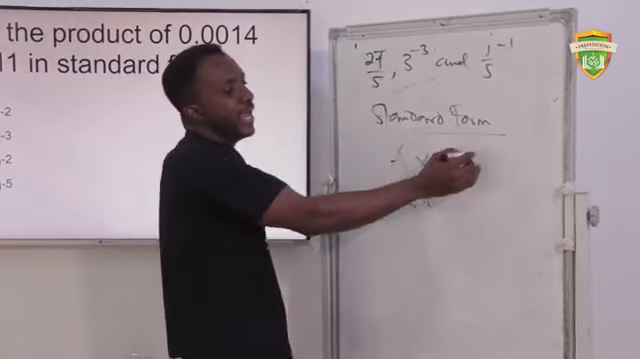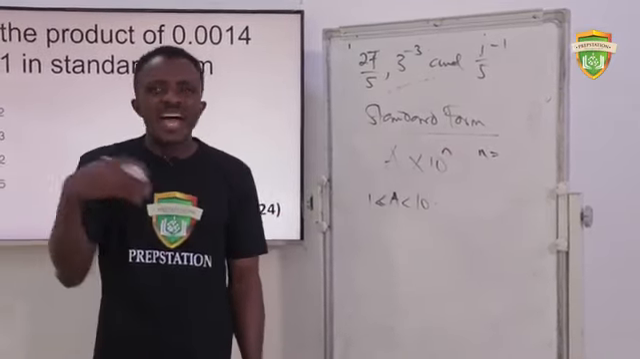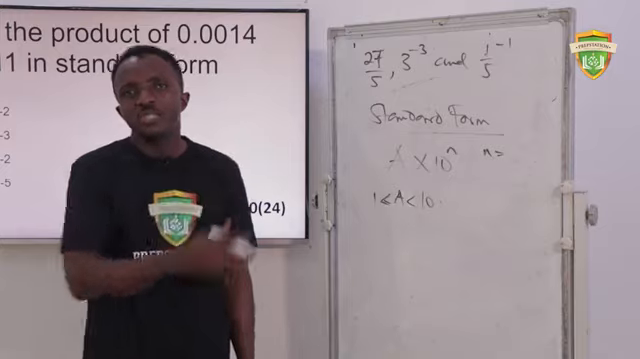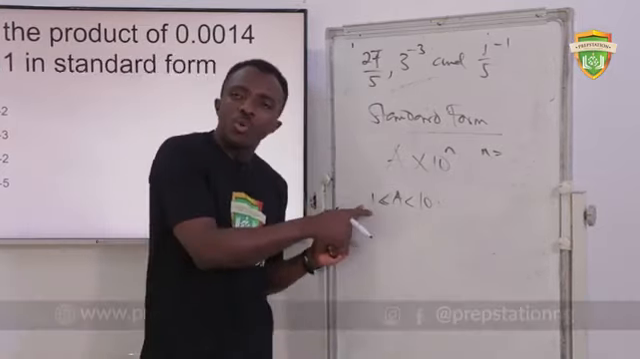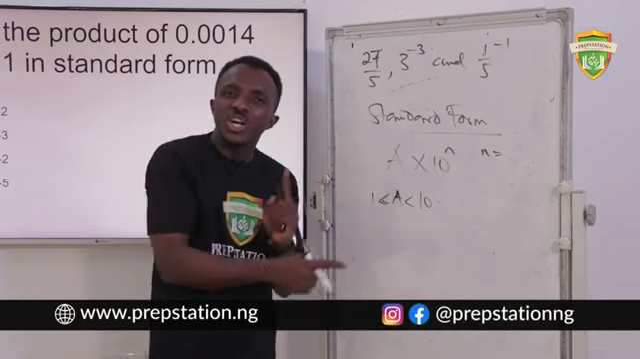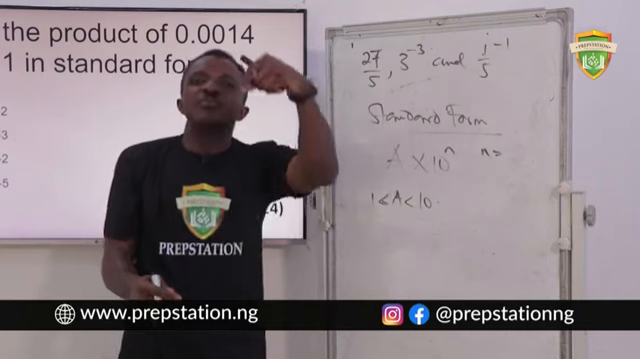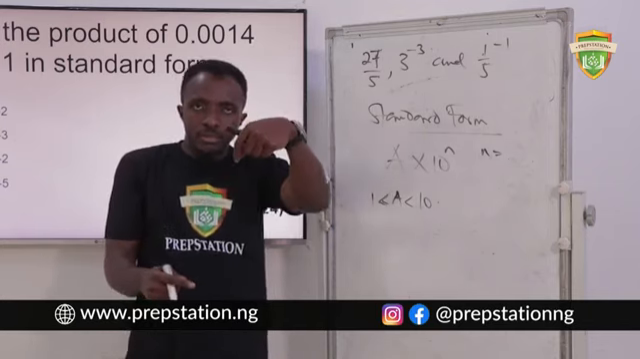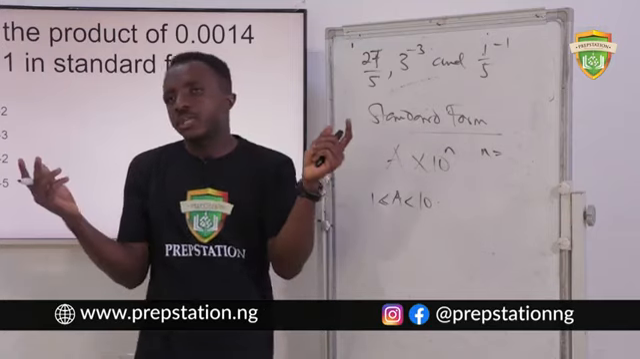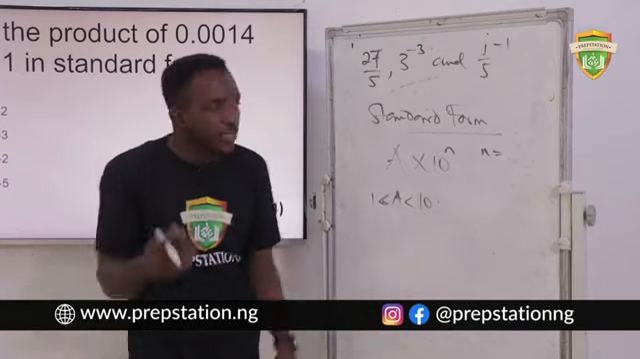And then n here is simply the power. N can be positive and it can be negative. And there's no limit to the n. But there's a limit to the A. A has to be between 1 and 10. It doesn't go more than 10. It doesn't even go up to 10. It has to be less than 10. And it doesn't go below 1. So take note of that. But n has no limit, and n can be positive or negative. Please take note of that.